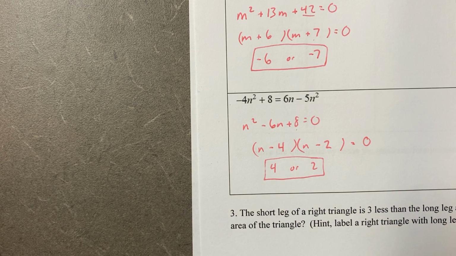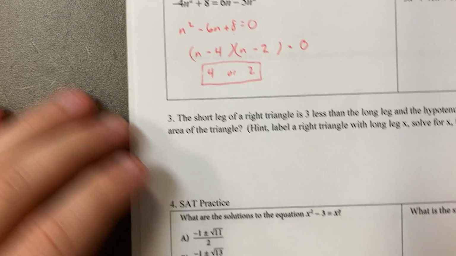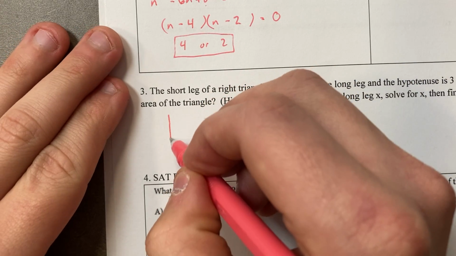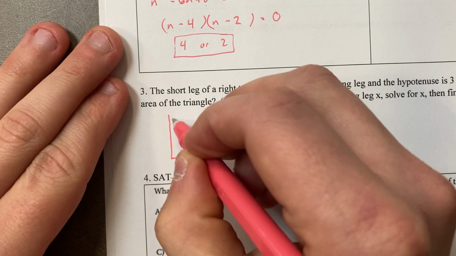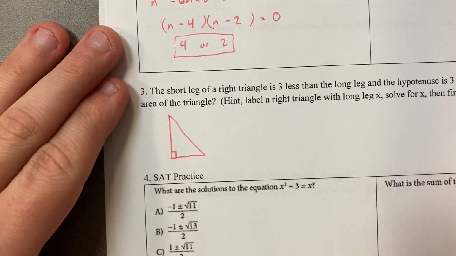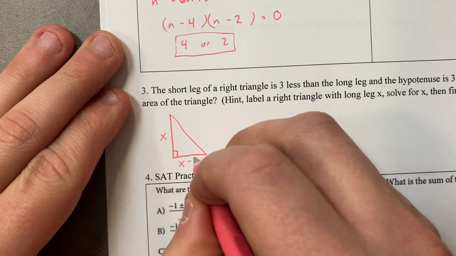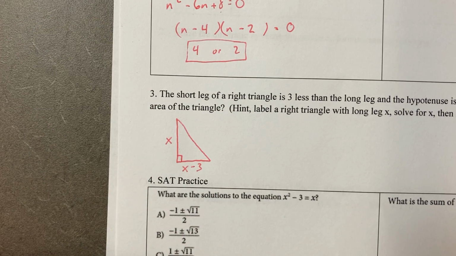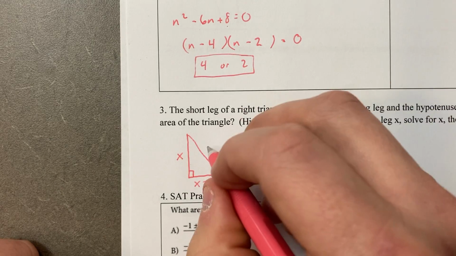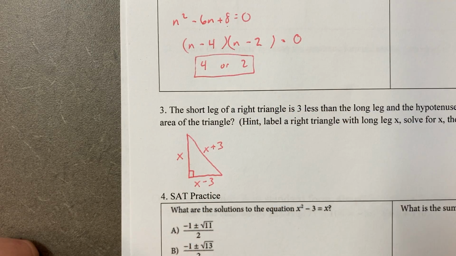All right, number 3. Short leg of a right triangle is 3 less than the long leg. Let's check it out here. The short leg of a right triangle is 3 less, so this must be the long leg, and here's your short leg. And that says the hypotenuse is 3 more. All right, there's my setup.